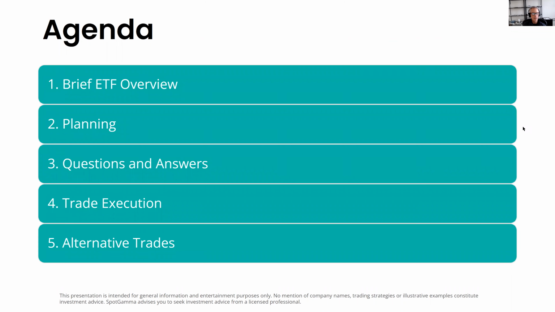What I want to talk about today is first a brief overview of the ETF, the QQQ: what it is, what the holdings are, what it represents, and why you might want to trade it. Then I'll talk about my planning process and how to use positional analysis, the key metrics, and the graphs that SpotGamma provides to develop a thesis for the day. And then we'll pause for questions and answers. And of course, questions are welcome at any time. And then I'll talk about trade execution.